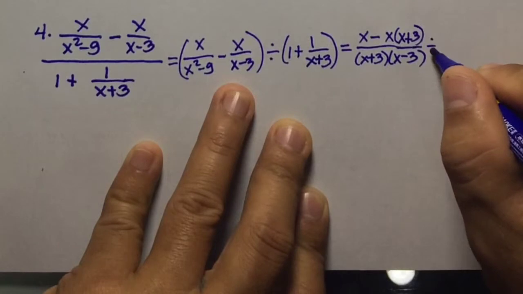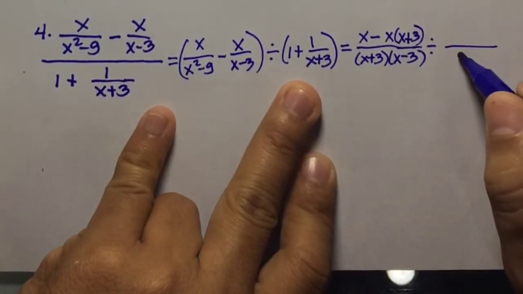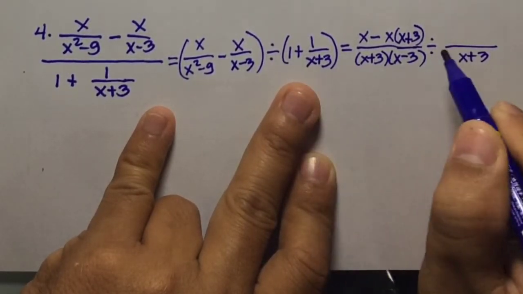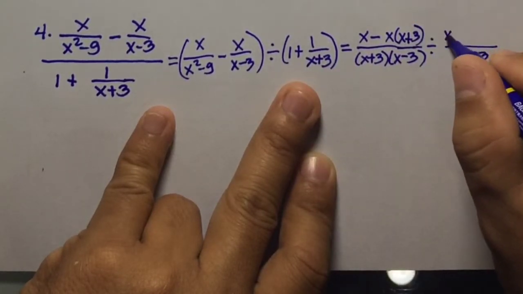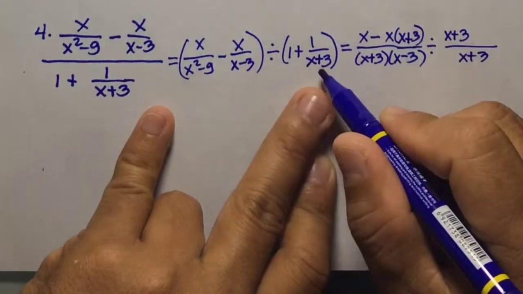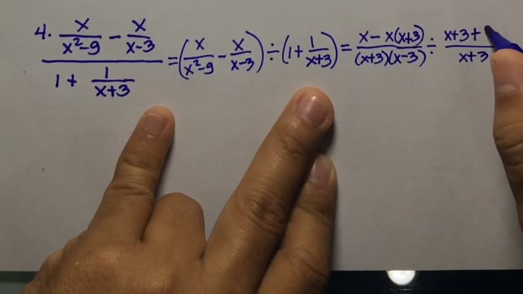Then this is divided by the denominator. The LCD here is x plus 3. The denominator here is 1, so x plus 3 divided by 1 is x plus 3, times 1, that will be x plus 3. Then x plus 3 divided by x plus 3 is 1, times 1, so that is 1, so plus 1.